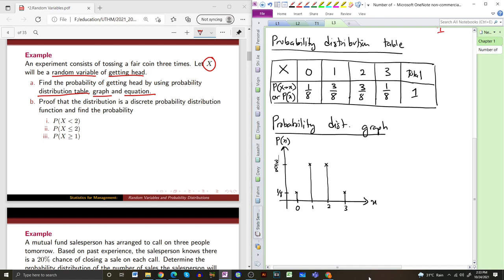For the equation or function, we call that an equation. How I normally write this as a function. Let us do this probability distribution function now.